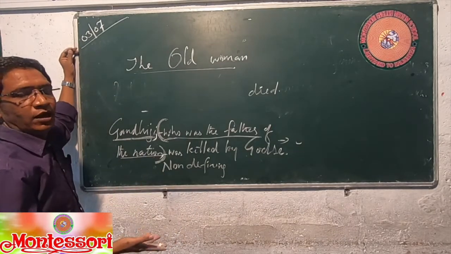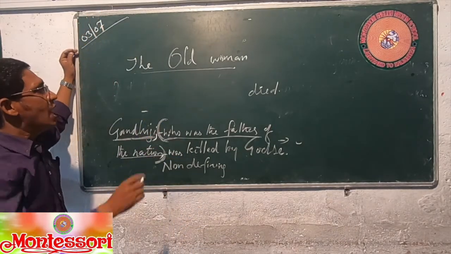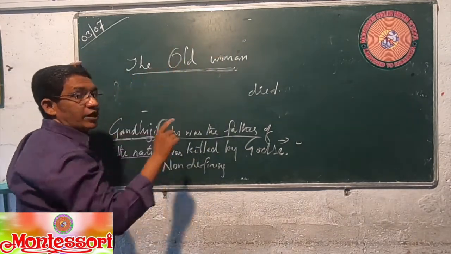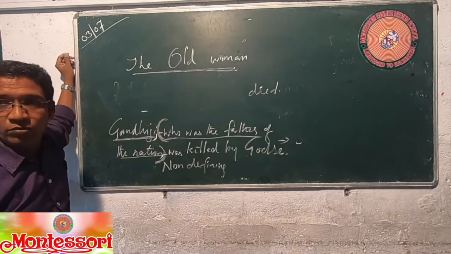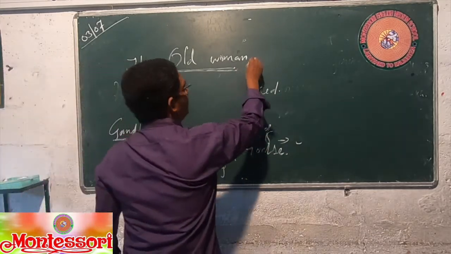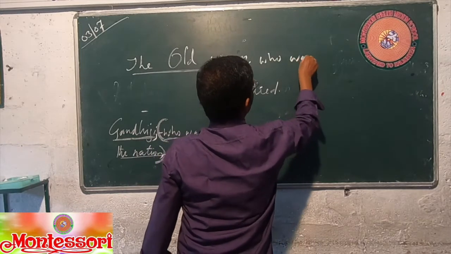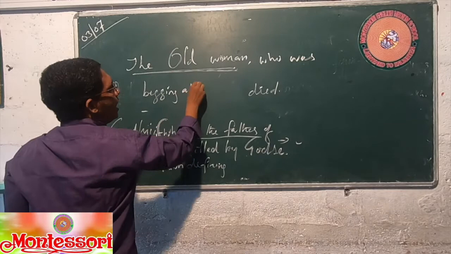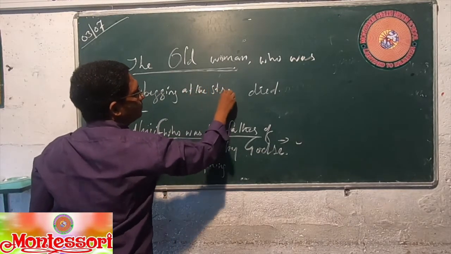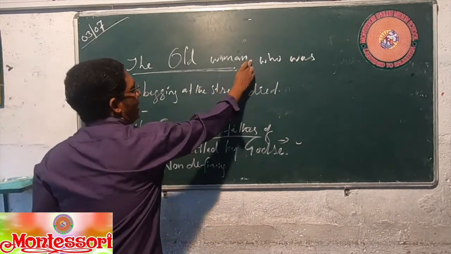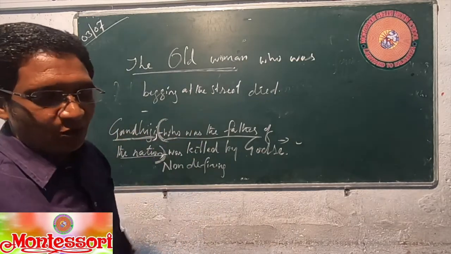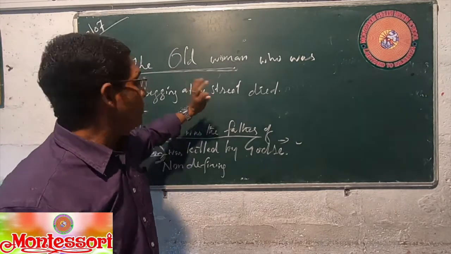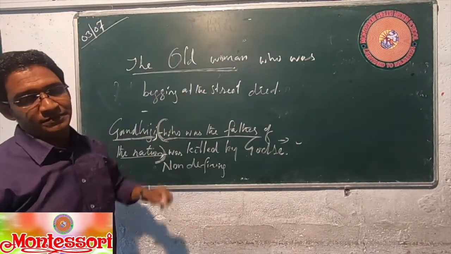The old woman who was above 90. No. I'm just trying to define this woman, because you will not understand which woman this old woman was. So I tell you, the old woman who was begging at the street. Now you understand which old woman. The other day you saw one old woman who was begging there. So the woman who was begging. Now you understand, oh, that old woman died.